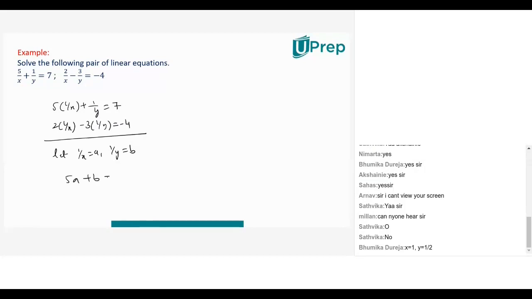5a plus b equal to 7. The other one is 2a minus 3b equal to minus 4. So if you compare, what do you have?